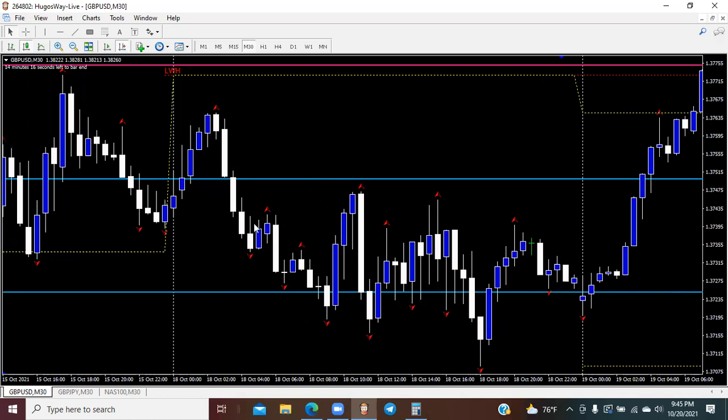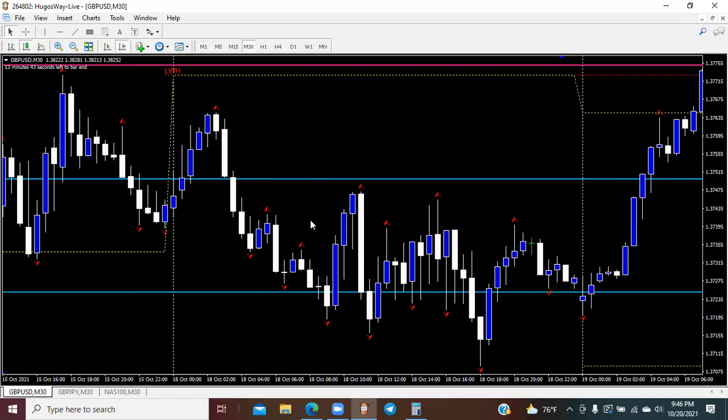For the London session, that's once I got to the charts. Here's what I saw. I saw that we were in a nice little downtrend here, and I noticed price broke this swing high and broke this swing high. All right, so price broke two swing highs. So right now we had a break of structure with this move.